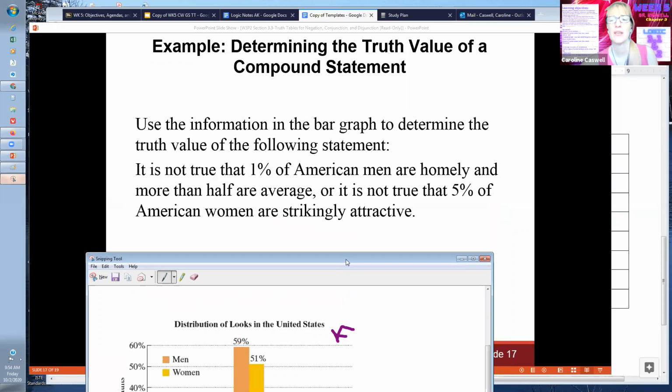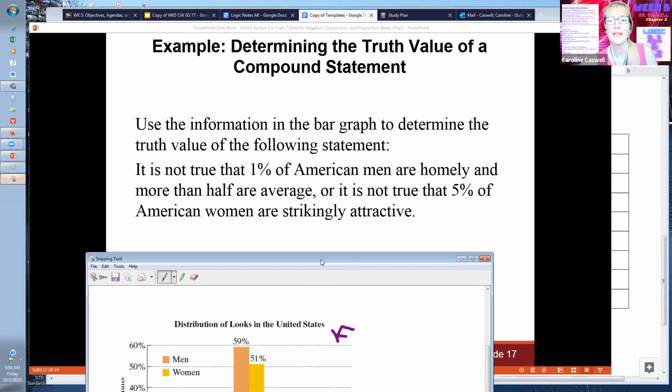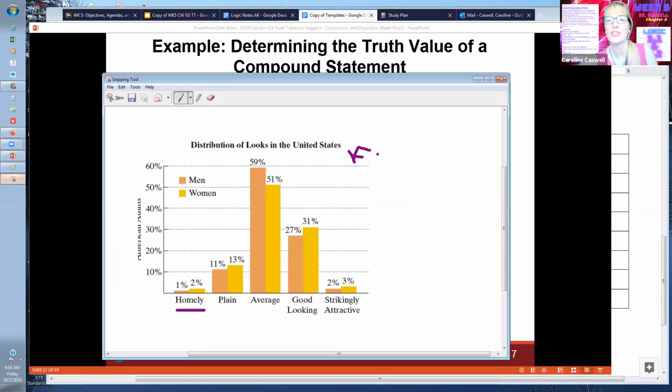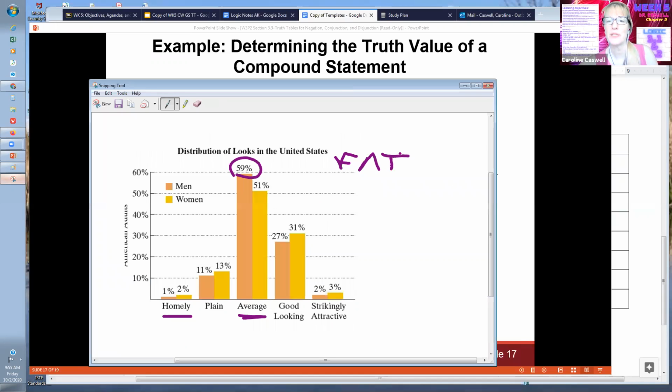Then, and, oh, I lost my guy. And more than half are average. Let's take, here's average, more than half. Is that a true statement? That is a true statement. Then, all right, so that's the first piece.